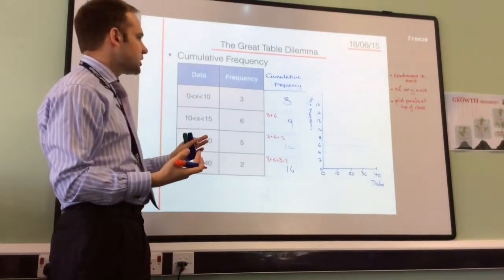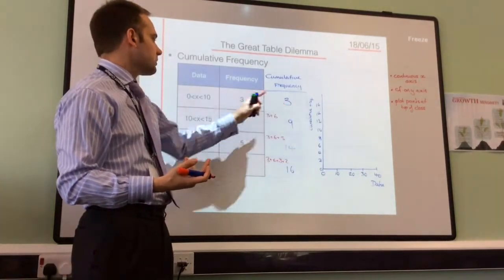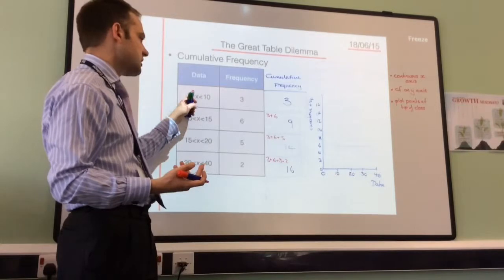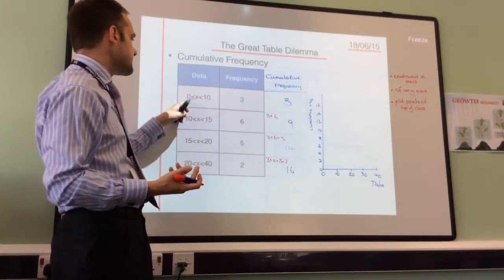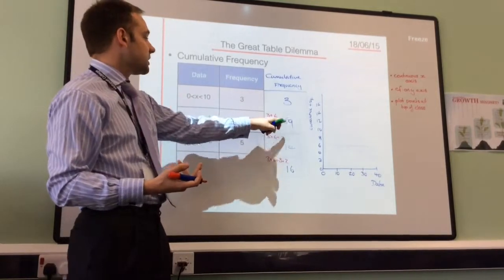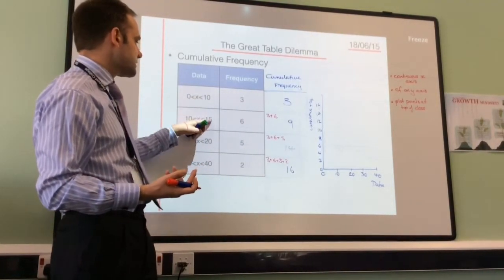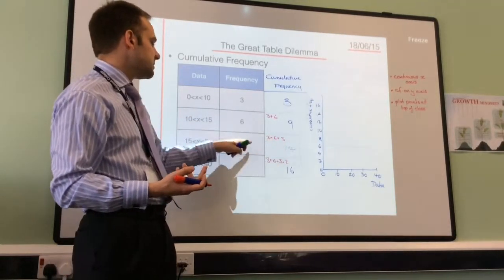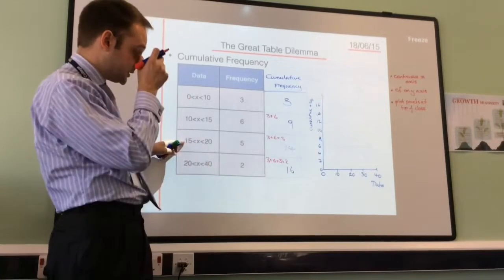Now if we can understand why, then we might remember it, I suppose. The reason that we're plotting at the top of the class, because when we're talking about cumulative frequency, we're saying there are 3 people that are less than 10. Let's imagine this was age for a moment. We've got 3 people that are less than 10 years old. We've got 9 people that are less than 15 years old. They're in this group or this group. We've got 14 people less than 20, and we've got 16 people less than 40.